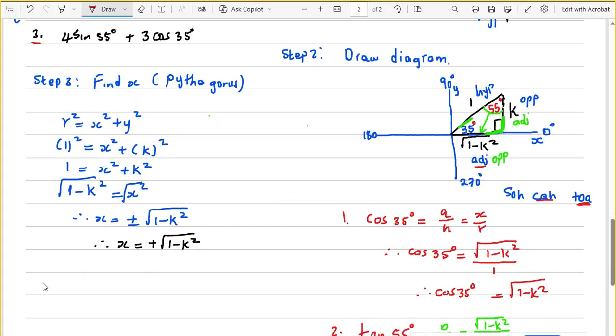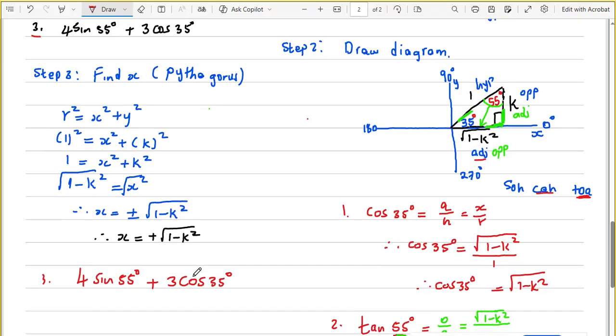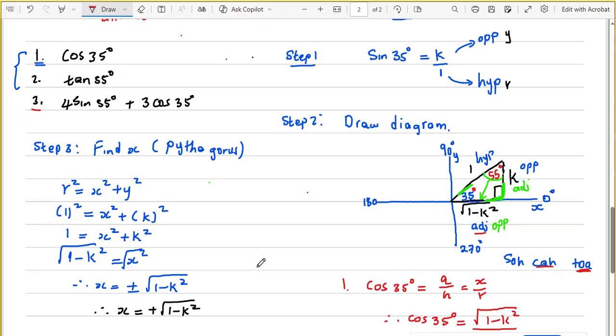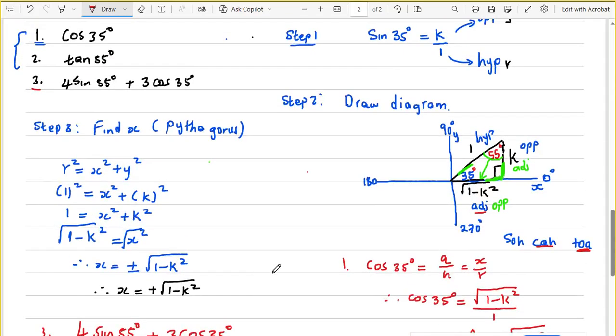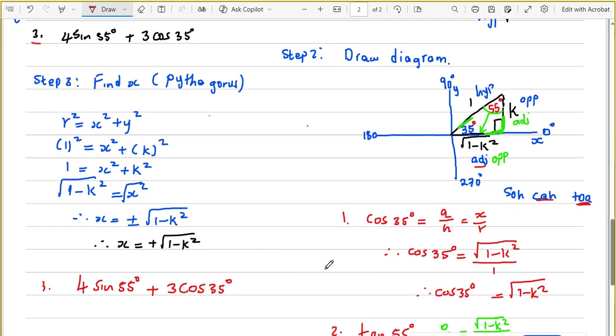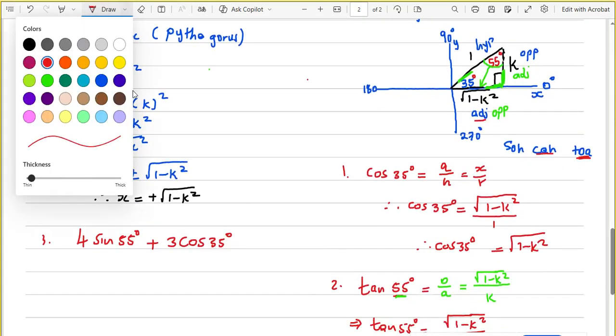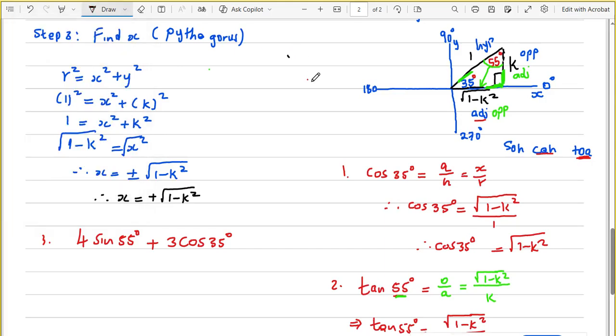Okay, so this is 3. We need to find 4 sine 55 degrees, added to 3 cos 35 degrees. So now sine 55, do we know what sine 55 is? No, we need to first find sine 55. So look at the angle. Which angle are we using? We are using the 55, which is that angle.